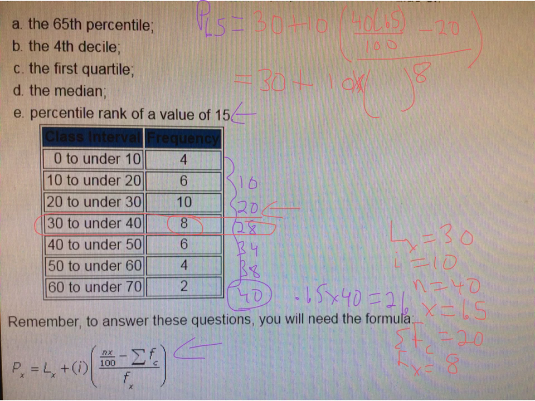And you can always double check and make sure that the value that you get is in between 30 and 40, because we know it will be. We just don't know the exact value in that 10 value range. And so the P65 calculation will let us do that. So the fourth decile is P40. The first quartile is P25. The median is P50.